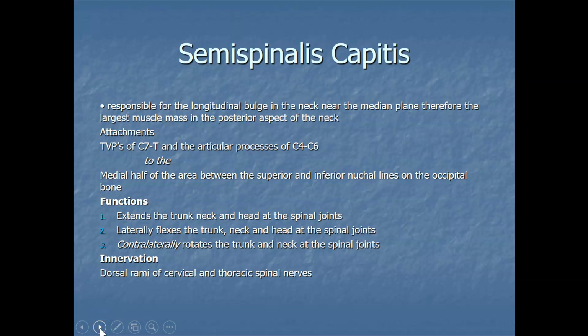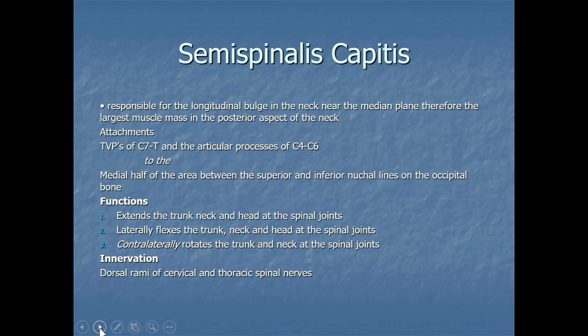Semispinalis capitis is responsible for the longitudinal bulge in the neck near the median plane. Therefore, it makes up the largest muscle mass in the posterior aspect of the neck. So the next time you're palpating the cervical area by the occiput, if you go a little more laterally, then medially towards the median plane, you'll find a very large mass there, and that represents semispinalis capitis.